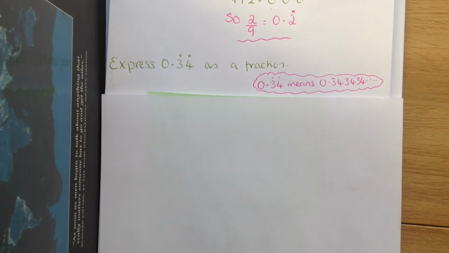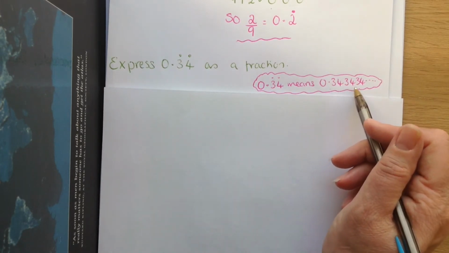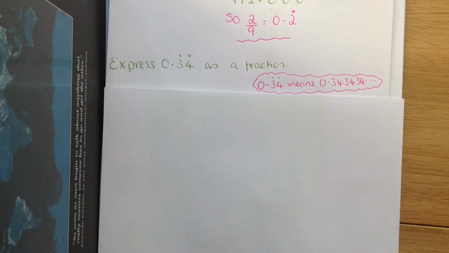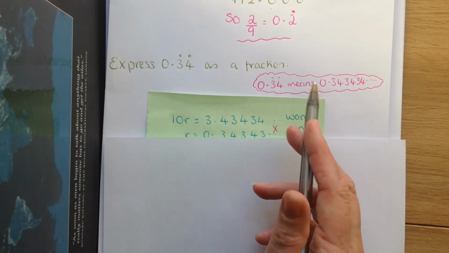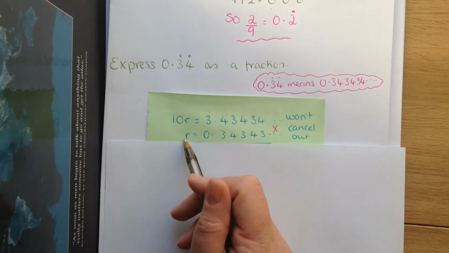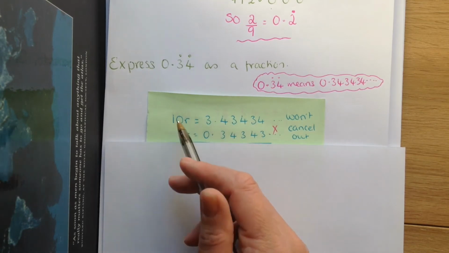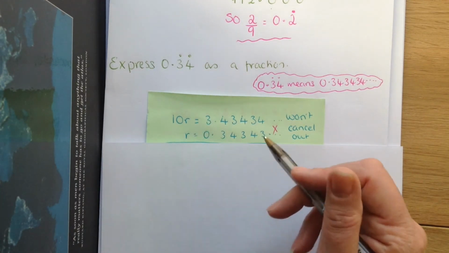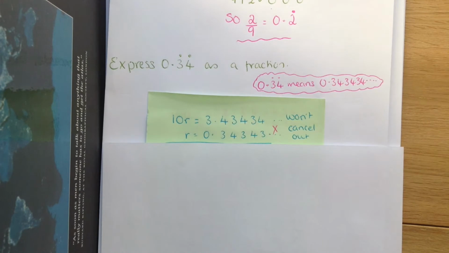So first of all, we know that this means 0.343434, etc., because you have the dot above the 3 and the 4, so they are both recurring. Now I write out this decimal as R, and I need to work out what I'm going to take it away from. I've got 10R here, but that's no good, because if I take R from 10R, we're not going to cancel any of these numbers out, and that's what we want to do. So that's no good because it won't cancel out.